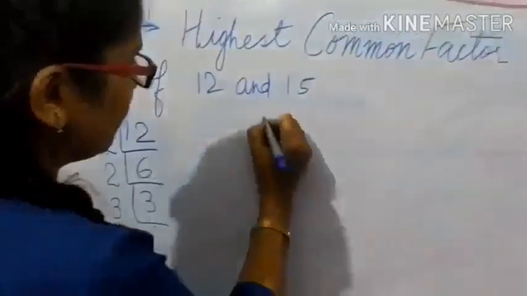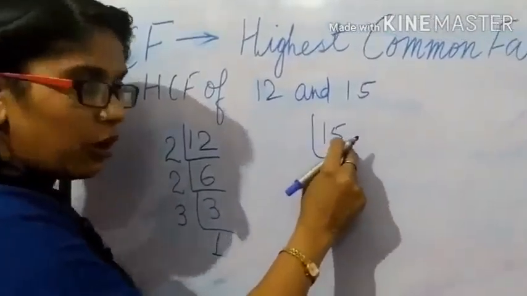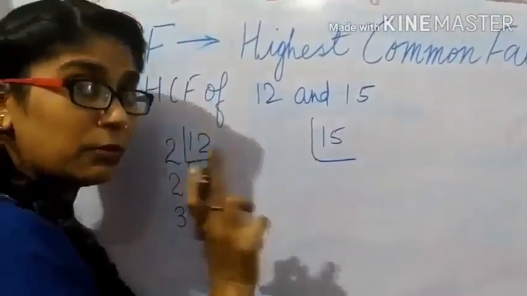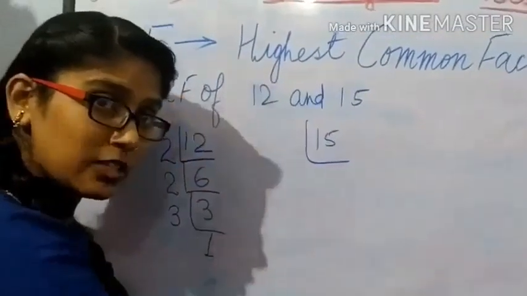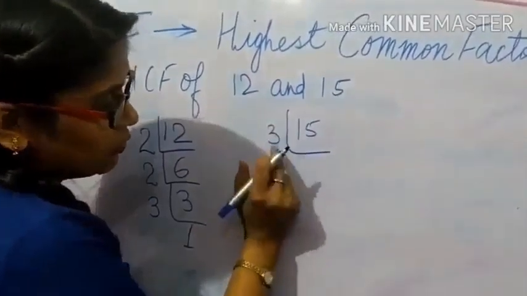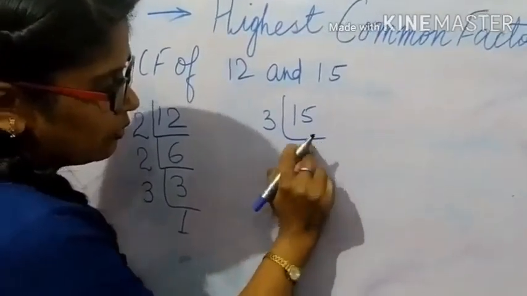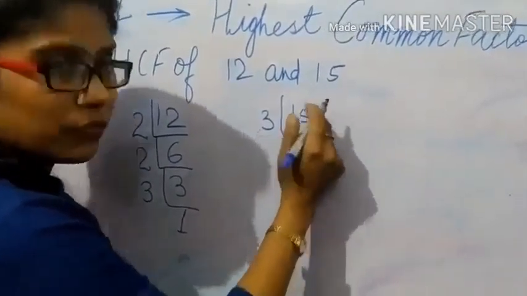Now I am taking 15. Here you can see, children, 15 is an odd number, so it will not be divided by 2. It will be divided by the next number, 3. So in the table of 3, 15 comes in 5 times. You can see 3 into 5. 3 into 5 is 15.